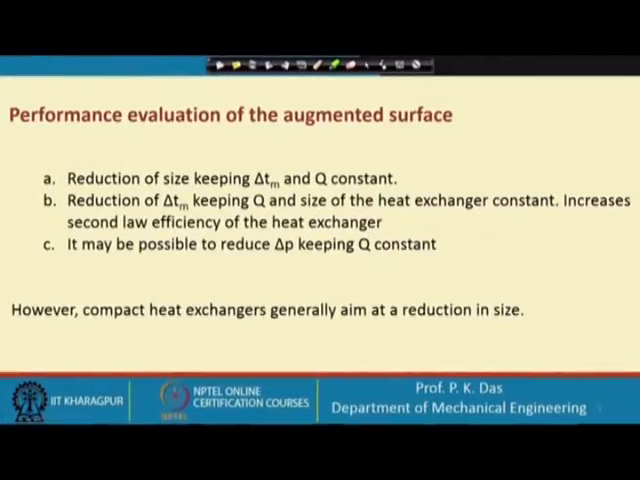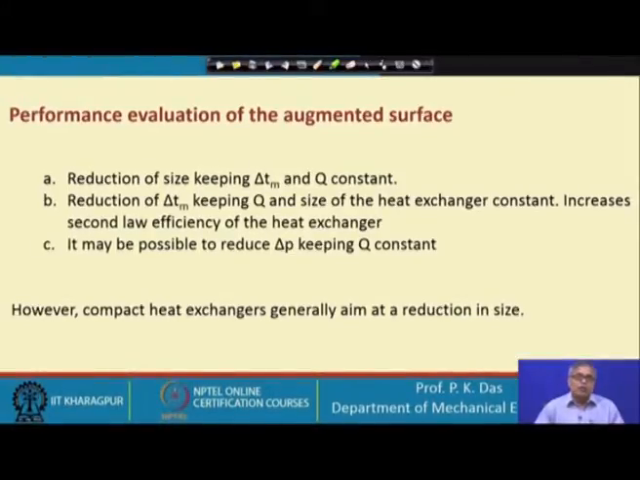Performance evaluation of augmented surfaces. So, first thing what we can see is reduction of size keeping delta T m and q constant. So, this could be one way, that suppose we are keeping q and delta T m constant, that is the total amount of heat transfer and the mean temperature difference between the two fluid streams we are keeping constant. So, whether we can reduce the size of the heat exchanger by the augmentation techniques adopted. So, this could be one.